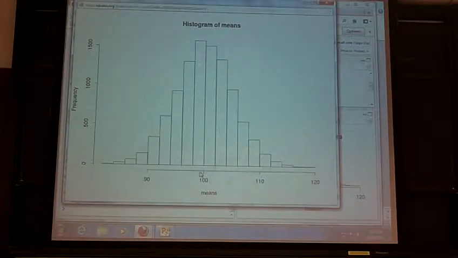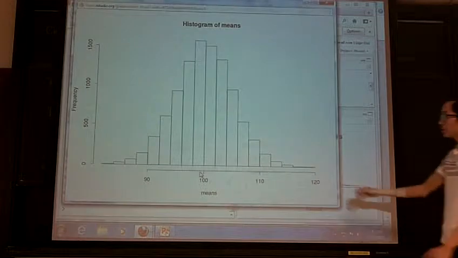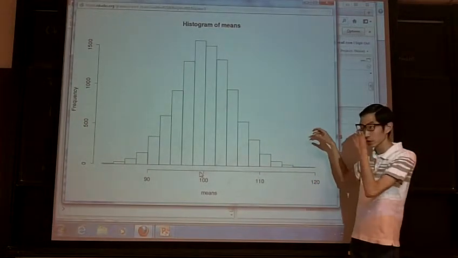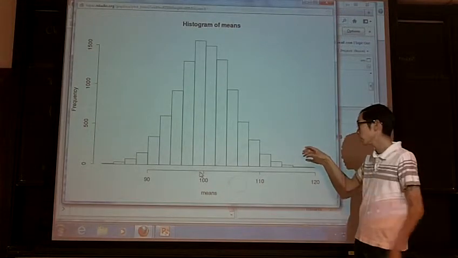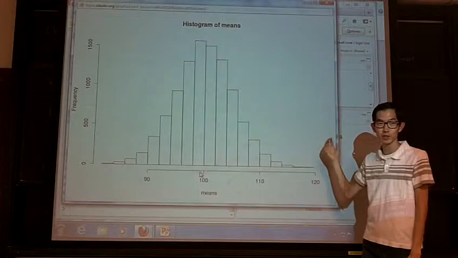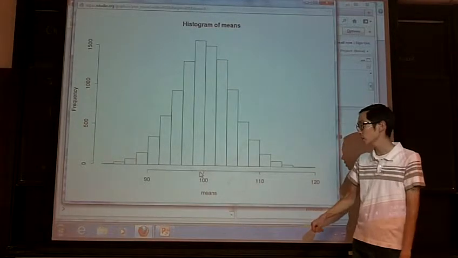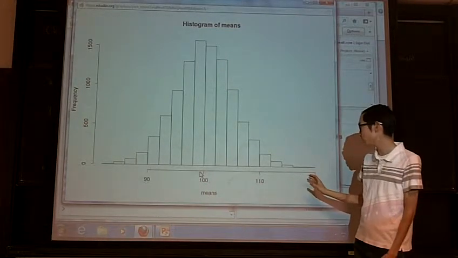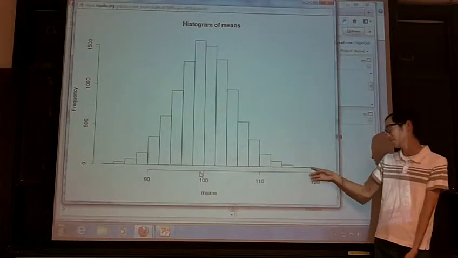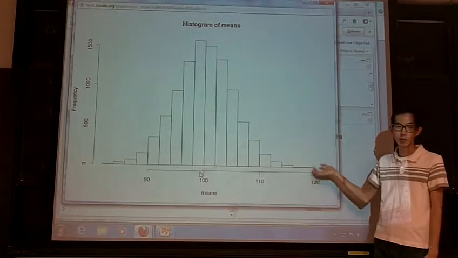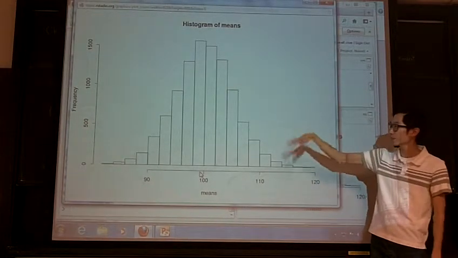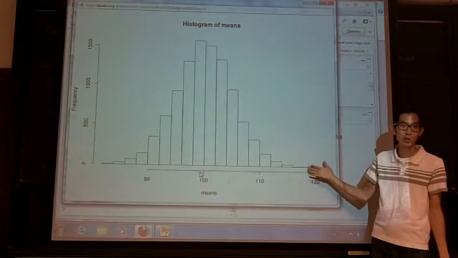Okay. These are the IQs of samples of size 10. When we took samples of size 10, we don't see any samples where the average IQ is 150 or the average IQ is 40. We see some samples where the IQ is maybe 112, 115, maybe even 118, but these were extremely rare. In the 10,000 times we did it, this probably happened once or twice.